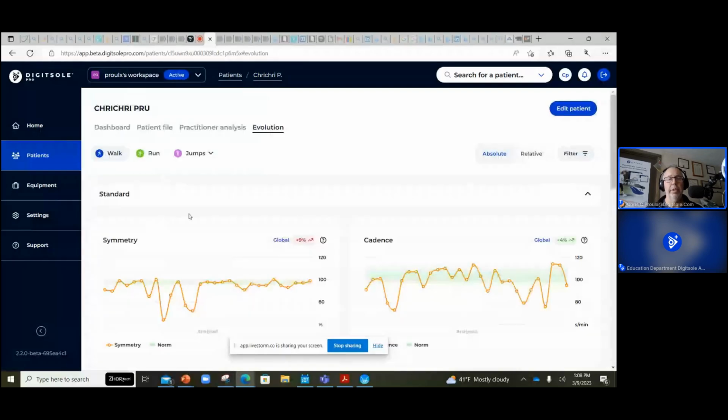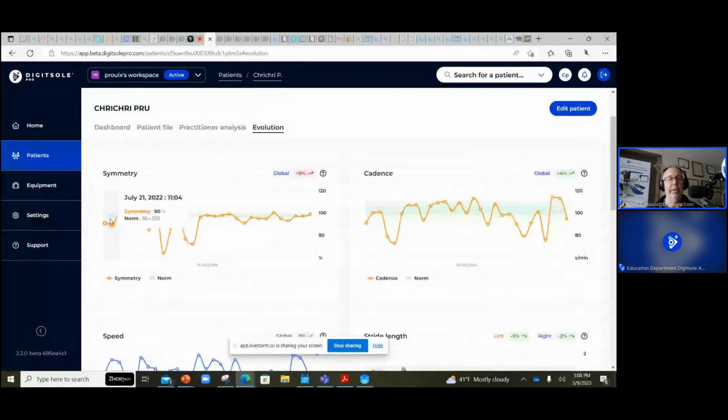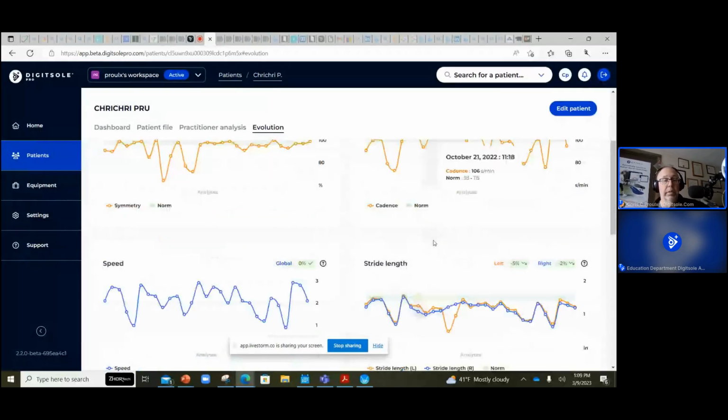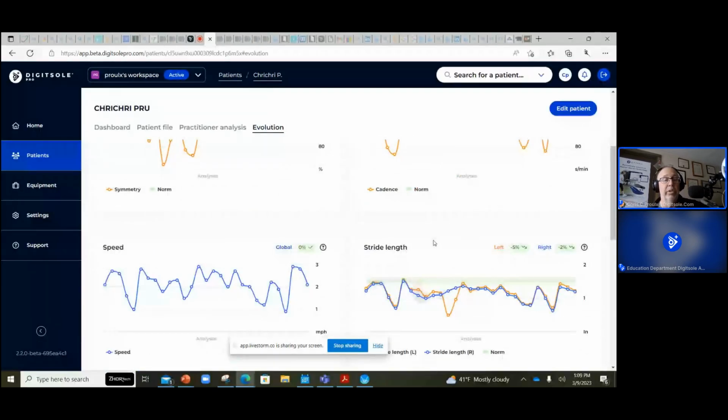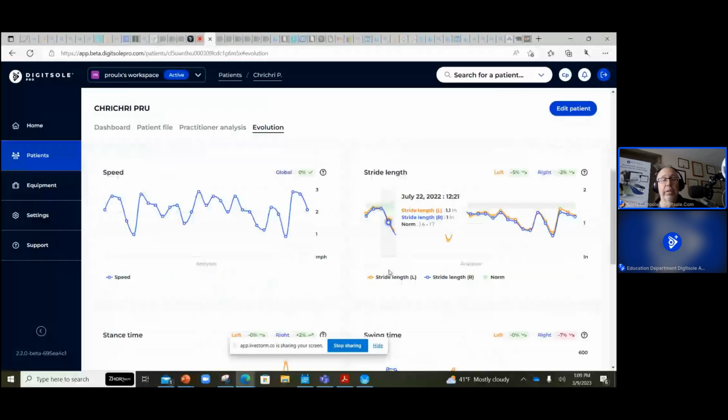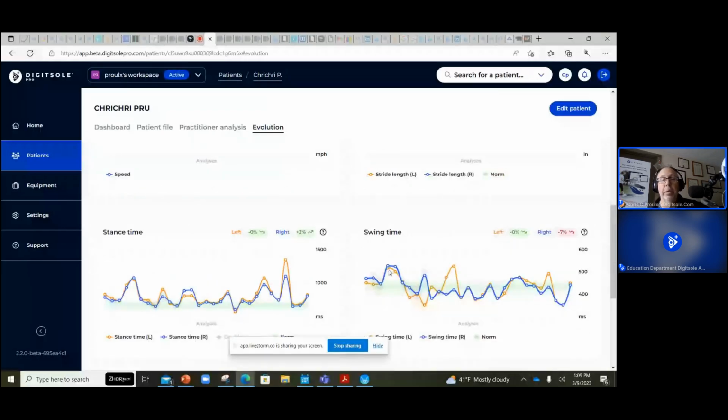So here's the walk evolution. Each dot is an evaluation, right? A data collection and an analysis. And so we can see that there's multiple walking analyses done, and it can show you the evolution over time. Like I said, this is multiple patients, so this isn't really a true evaluation of all the different ones, but this allows me to provide an overview of all of these different metrics. And as you can see, you can put your cursor over each one of those to capture that specific metric's data points for that particular evaluation.